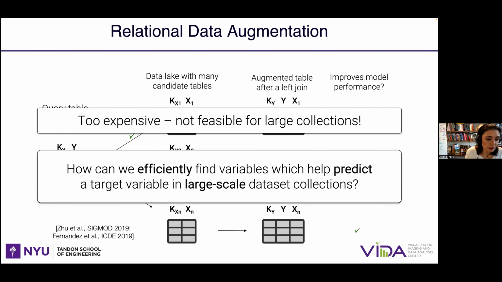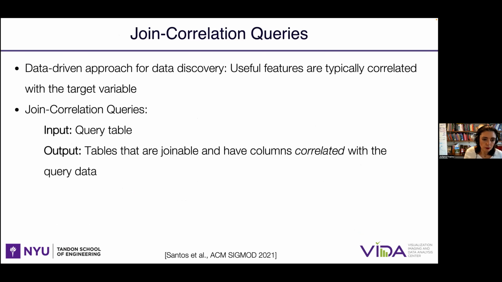And then the question that we ask ourselves is, can we efficiently find variables in these large data set collections that can help predict a given target variable? Right. So this is the first question that we try to answer. And to answer this question, we propose a new type of query, which we call joint correlation queries, which provide a data-driven approach for data discovery.